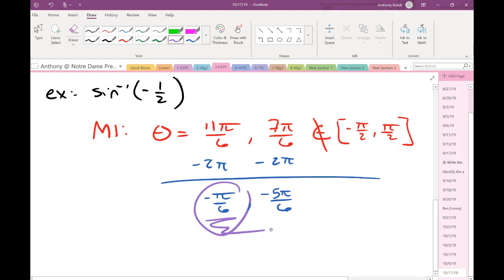Now, technically speaking, are all of these answers correct? Yes. They are all of these. If I take the sine of any of these angles, I get negative 1/2. The answer the calculator would give you is this negative pi over 6.